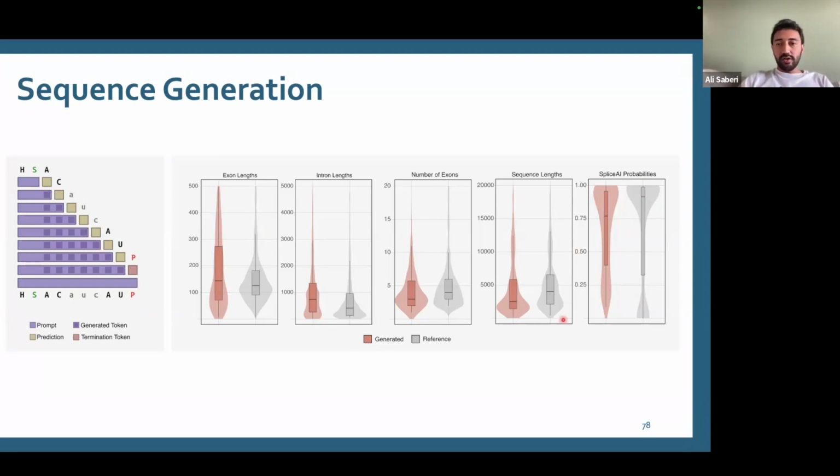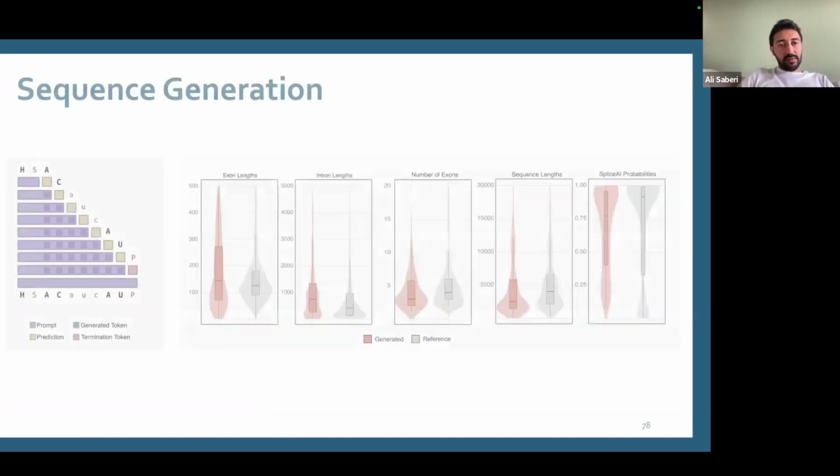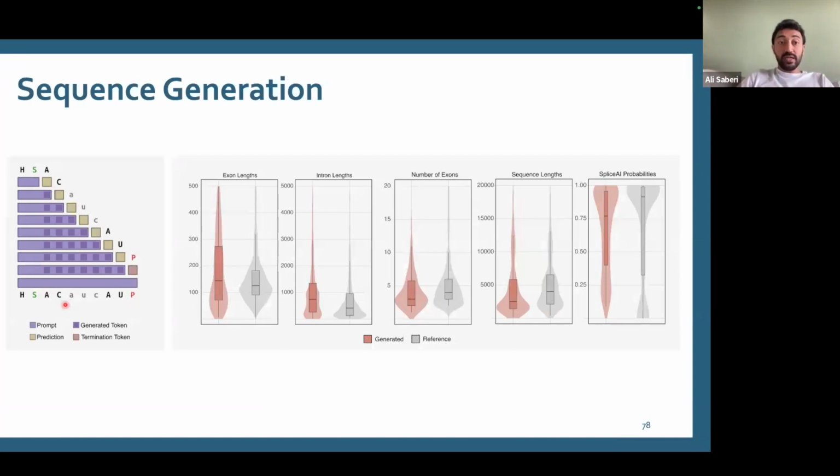And one other analysis that we did: we generated 12,012, this random number, 12,012 sequences here. Our sequences contain exonic and intronic regions, and we do the splicing. How?